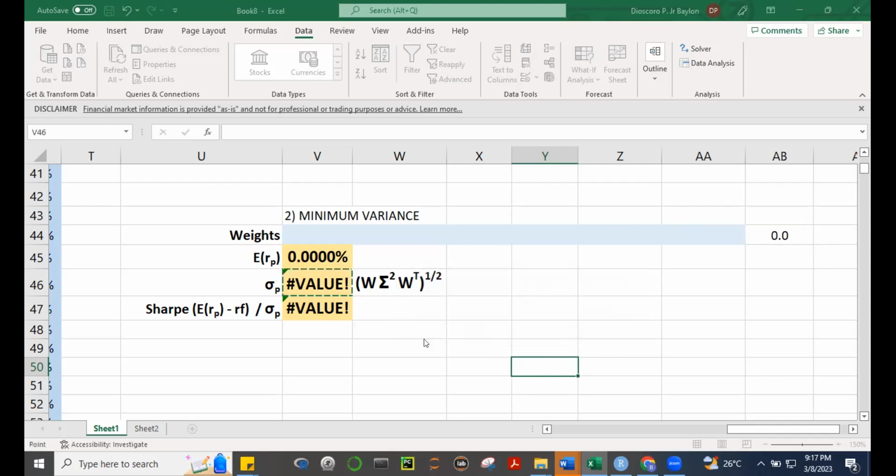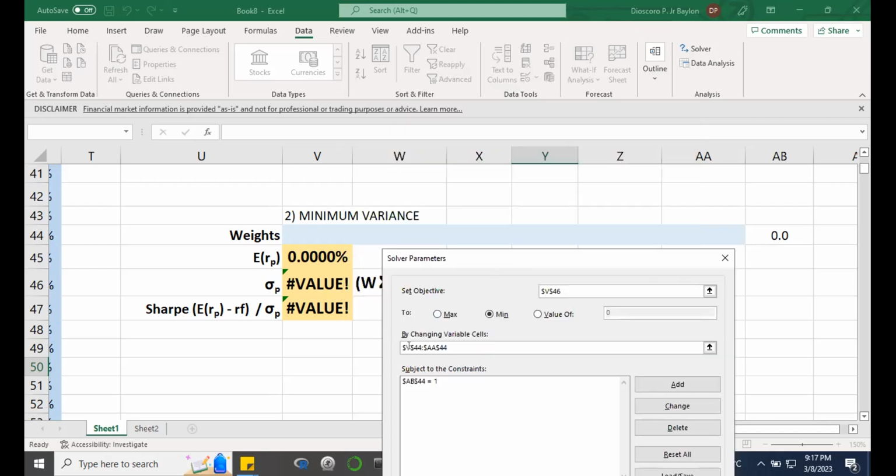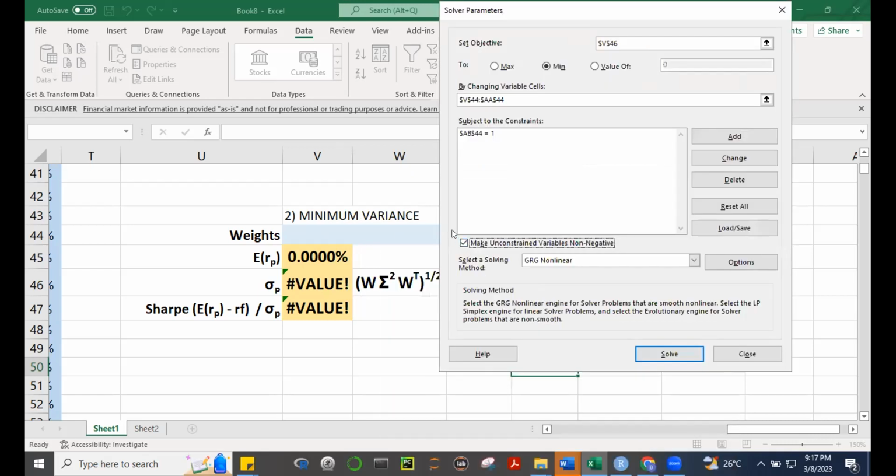Okay. Right. Any questions? So ito si B46, minimize, changing cells natin, yung decision variables natin, constraint natin, yung sum dapat ng mga weight should be equal to 1. And then take a look at this. Dito naka-default siya: make unconstrained variables non-negative. So this means that whatever your decision variable is, they should not be negative. So what does that mean? Ang implication sa atin, walang short sale. Ibig sabihin positive dapat yung mga weights natin.